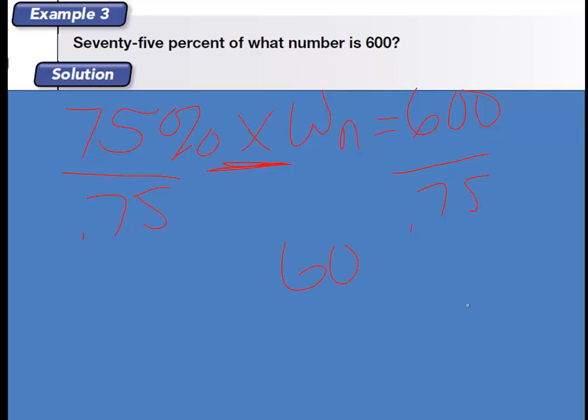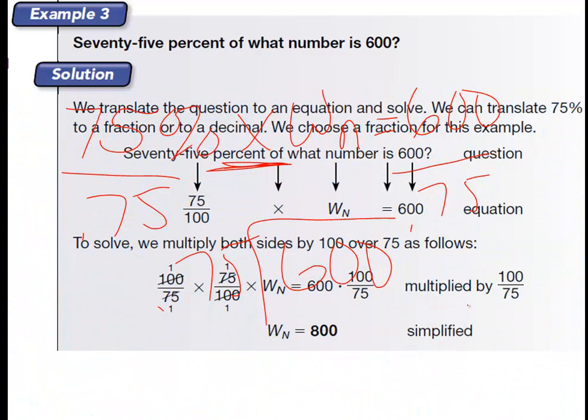So we're going to end up doing 600 divided by 0.75, and that's going to tell us what our number is. As you can see here, when we do that, we end up at 800. They show it a little bit different here. They did the reciprocal of the percentage. I did the 0.75, which I think for me is easier. You could do it that way if you want. You still end up with 600 being divided by 75, which gave us the answer of 800.